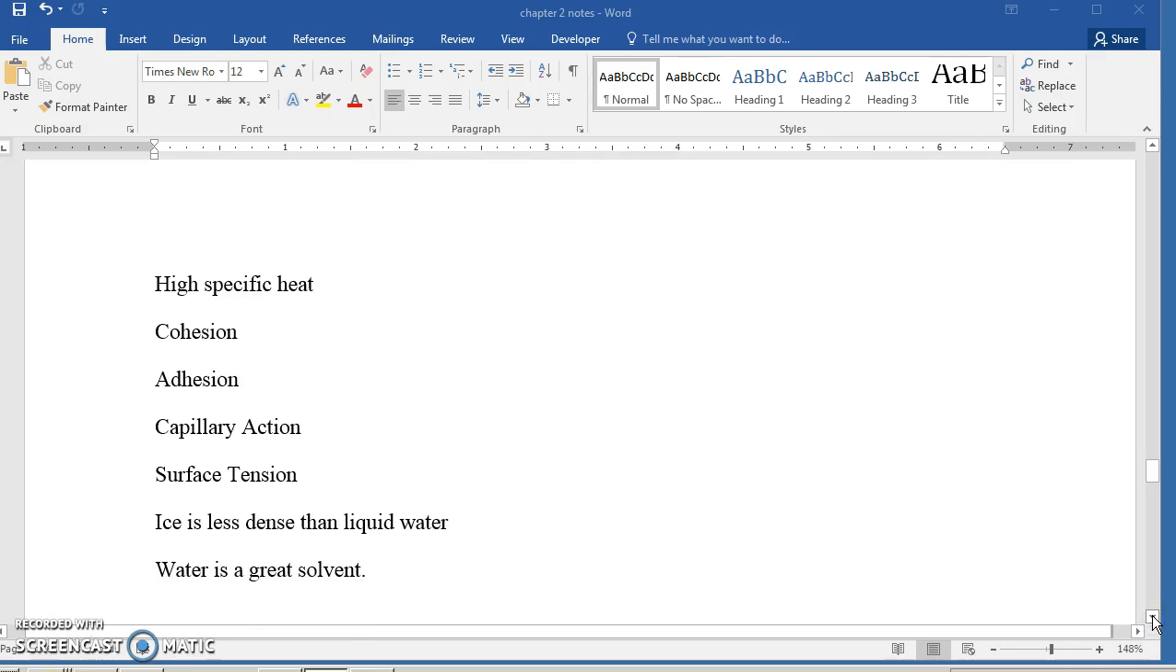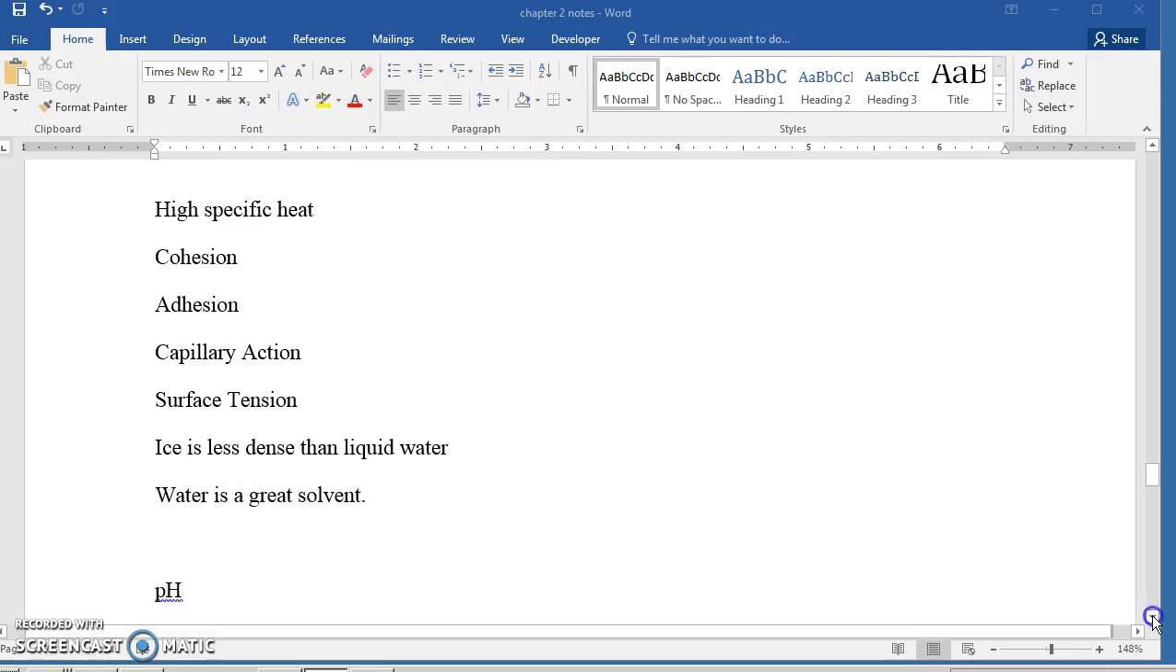Water is a great solvent. Some describe it as a universal solvent. It doesn't dissolve everything, but it dissolves many things.